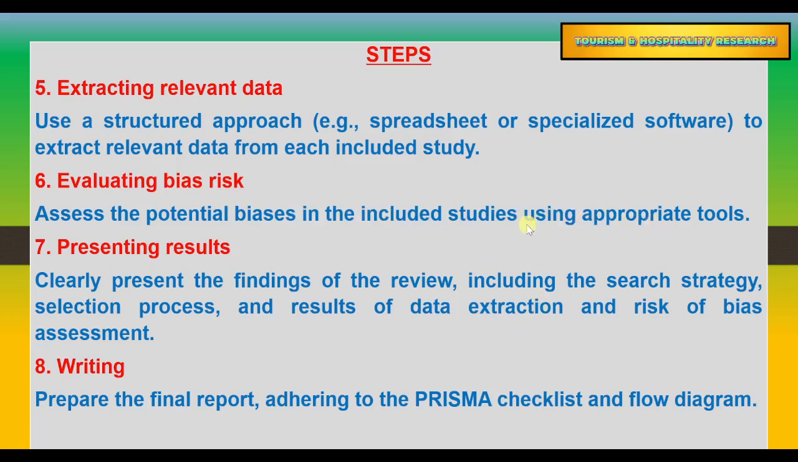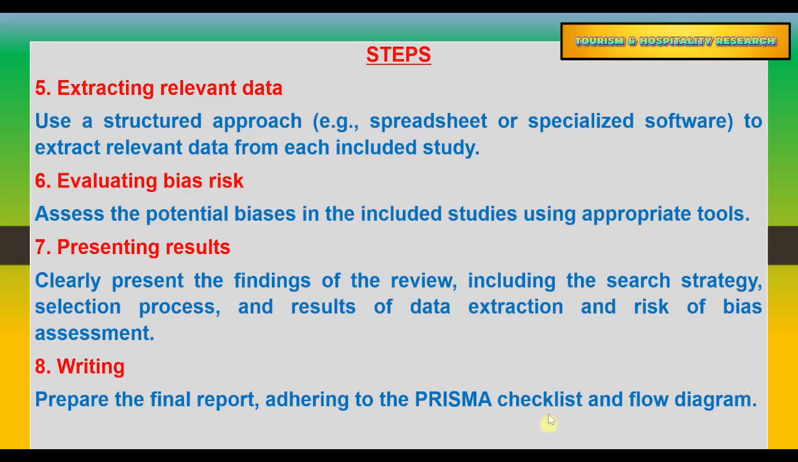You should try to omit such kinds of studies and give a relevant reason for that by going into their methodology and all. Next is presenting the results. Clearly present the findings of the review, including the search strategy, selection process, and the results of data extraction and the risk of bias assessment. And the last is preparing the final report, adhering to the PRISMA checklist and flow diagram.